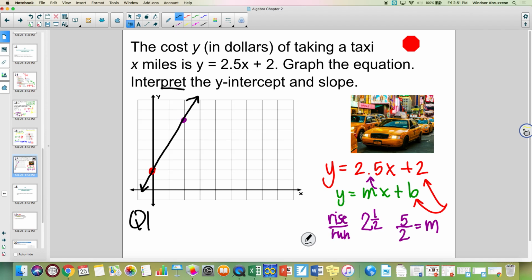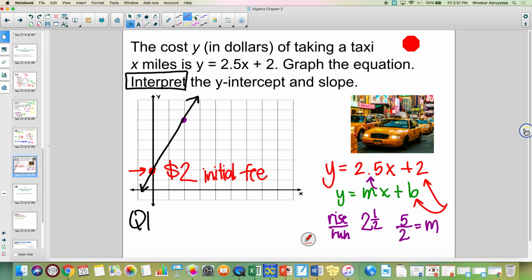So it says interpret. What does the y-intercept mean? Well, the y-intercept is my starting point. To get into this cab, the y-intercept started at $2. That is also called your initial fee. Just to get in the cab, it's $2.